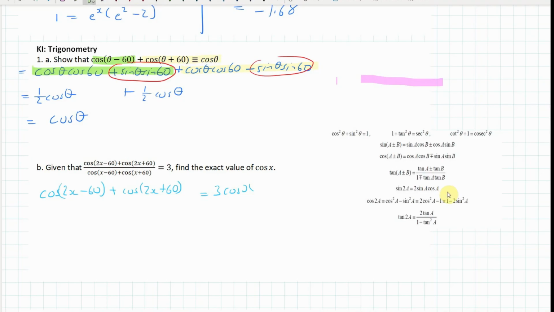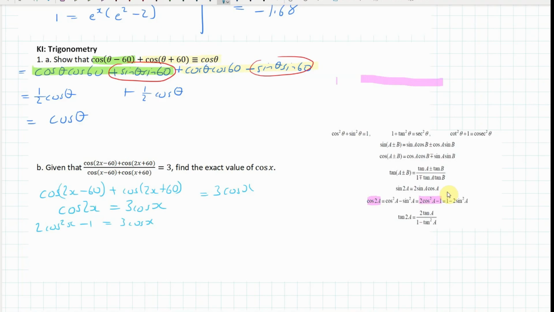Okay, now at this point, if we look at this left-hand side, we ought to see that this is actually very similar to this bottom line, except this time we've got 2x. So this left-hand side we can rewrite as cosine 2x. Now we want to find the exact value of cosine x, so I want to get everything in terms of cosine. So I'm going to choose this version of the double angle rule for cosine. So I'll get 2 cosine squared x minus 1 equals 3 cosine x.